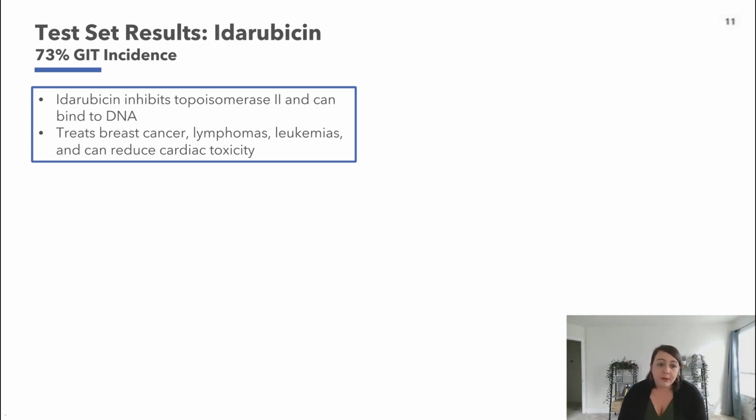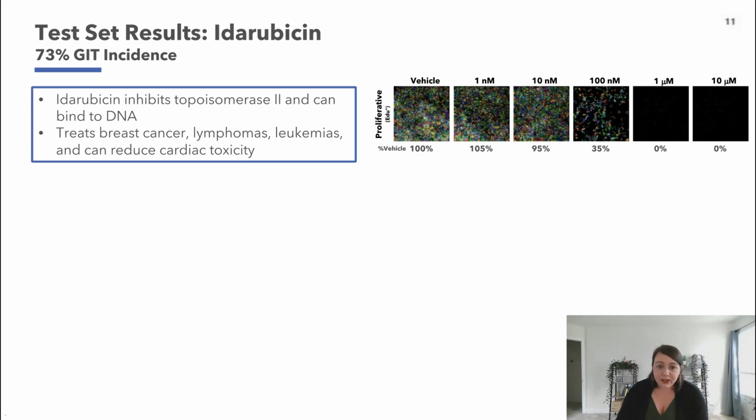Now, idarubicin is going to inhibit topoisomerase 2, and it can bind to DNA. And in the clinic, we're using it to treat breast cancer, lymphoma, and leukemia, and it can help reduce cardiac toxicity. So what we first did here is we looked at the EdU. So these are all the cells that intercalated that EdU. The left part of this first image is the vehicle. So this is our 100%. This is what we would expect to see. And you can see as we move to the right from that vehicle, we have less and less of those EdU positive cells. And this is suggesting that this compound, idarubicin, is causing less and less of these cells to proliferate.